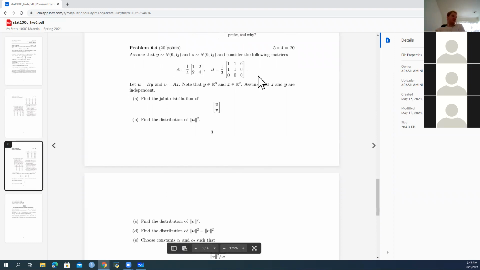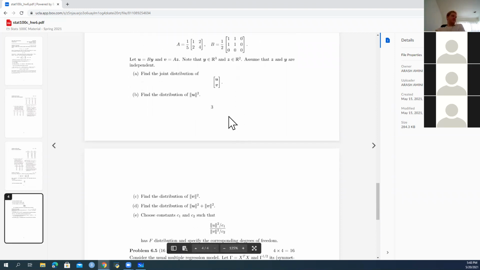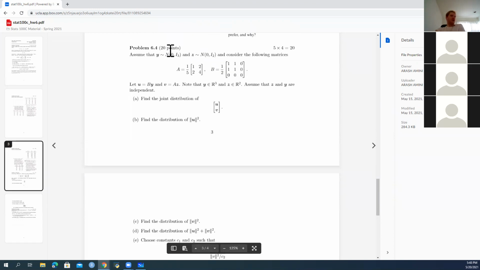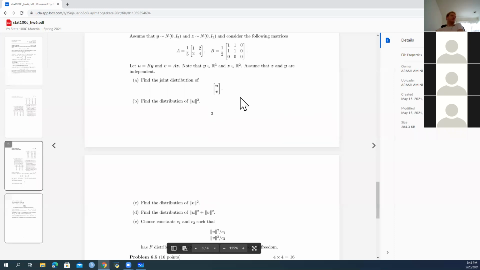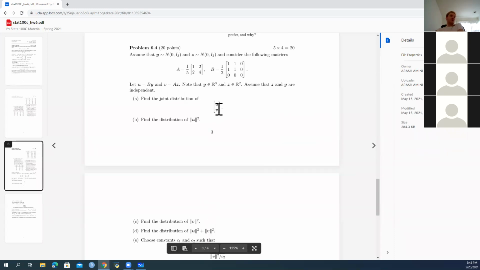And now for 6.4, this shouldn't be too bad. Basically we have that Y is distributed normal with mean 0 and identity covariance matrix. Z is as well. And we have U, which is just a combination of Y and Z. We want to find this joint distribution.